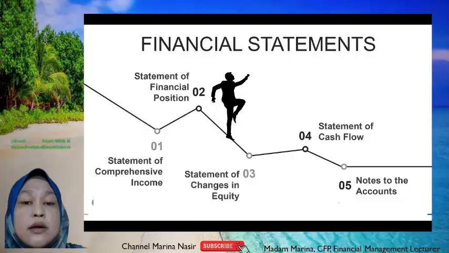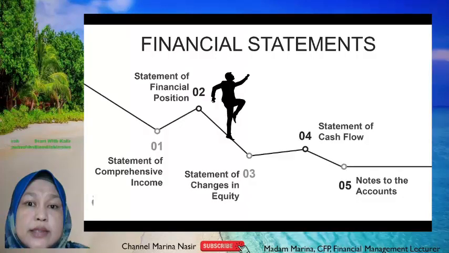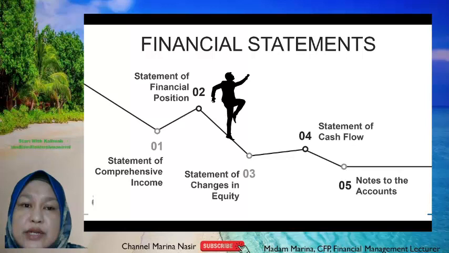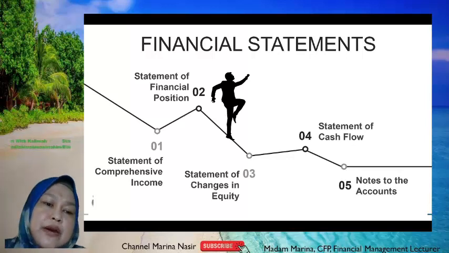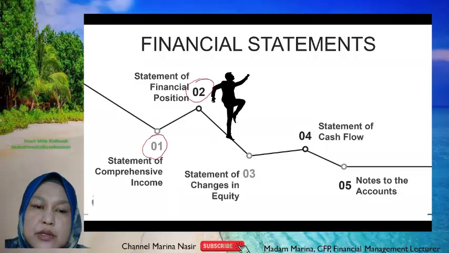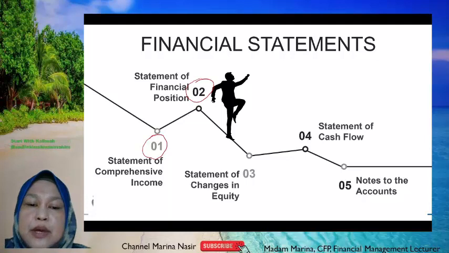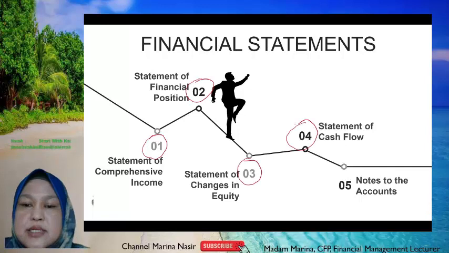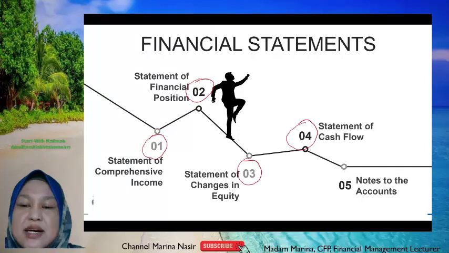This is actually the components in the financial statement. The first one we have the statement of comprehensive income. The second one we have the statement of financial position. We have the statement of changes in equity, and also the statement of cash flow, and the last one, notes to the financial statement or notes to the accounts.